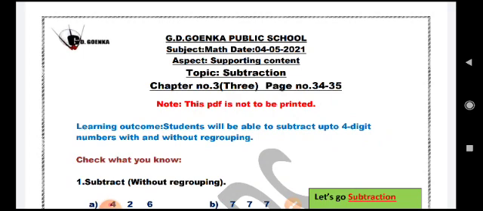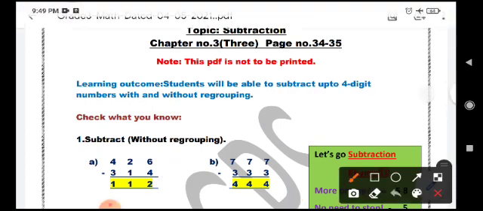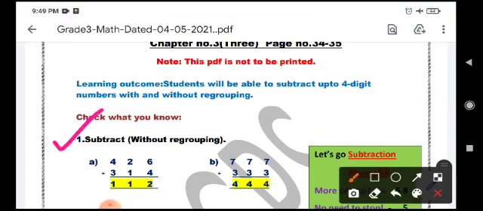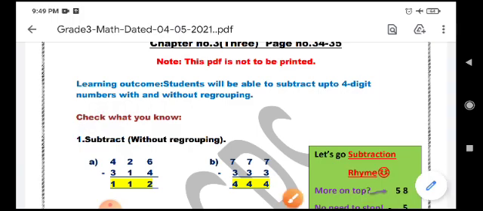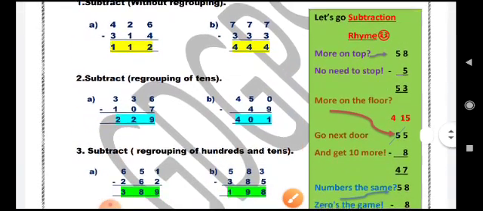So first section is check what you know. This is the recapitulation portion, what you have learned in grade 2. We are going to recapitulate it first. Question 1 is subtract without regrouping. No need to regroup here because we are having a larger number as minuend and a smaller number as subtrahend. Before starting, let me tell you the subtraction rhyme.